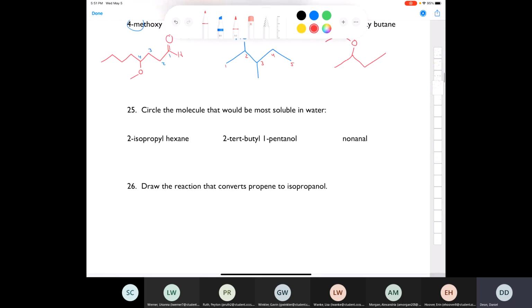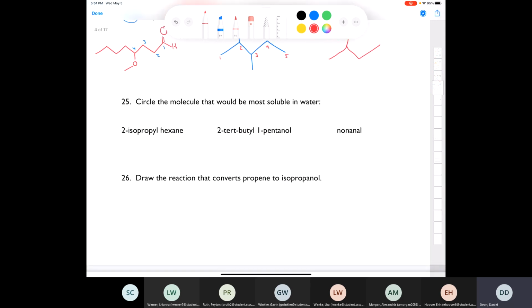All right. I like any question that has to do with intermolecular forces and solubility, that kind of stuff, because we spent a lot of time talking about this kind of thing. Which one of these compounds is going to be most soluble in water? Remember, like dissolves like. So if we're looking for something that's going to be soluble in water, it should have properties similar to water. I'll just draw the compounds out here kind of quickly. So we have 2-isopropylhexane. So 1, 2, 3, 4, 5, 6.